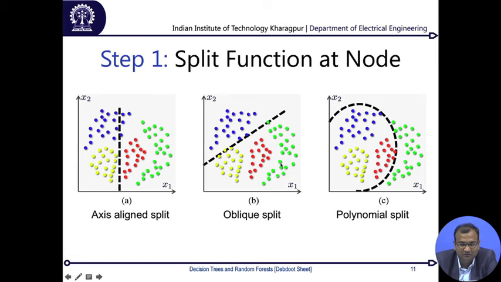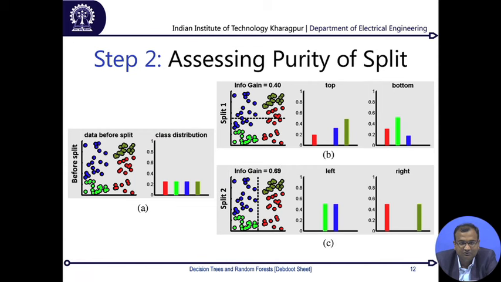The next part is that if I am splitting, the question comes as to how do I assess that I am splitting it properly, and that's what is called assessing the purity of a split. Now in order to assess the purity of a split, say that I have this data which is coming down at one of my nodes or at the first node. So I have different classes over there.